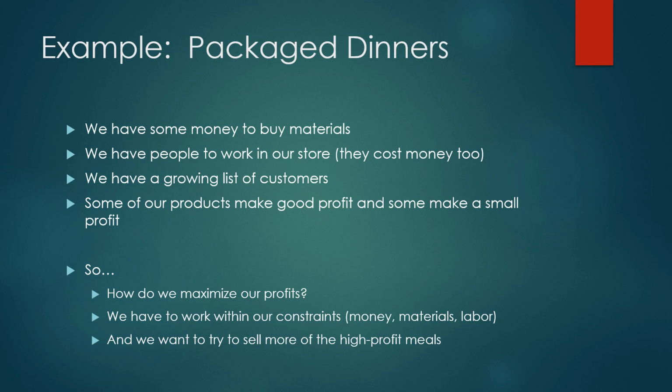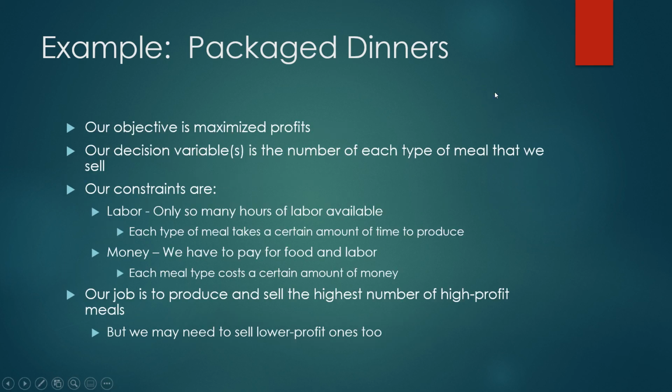So we can maximize profits all we want, but if we go outside of our constraints, we'll be living in an unrealistic world. The other thing we're going to try to do is maximize the sale of the high profit meals. We'll sell more of them if we can than the low profit meals, because that will contribute more to our maximized profit.